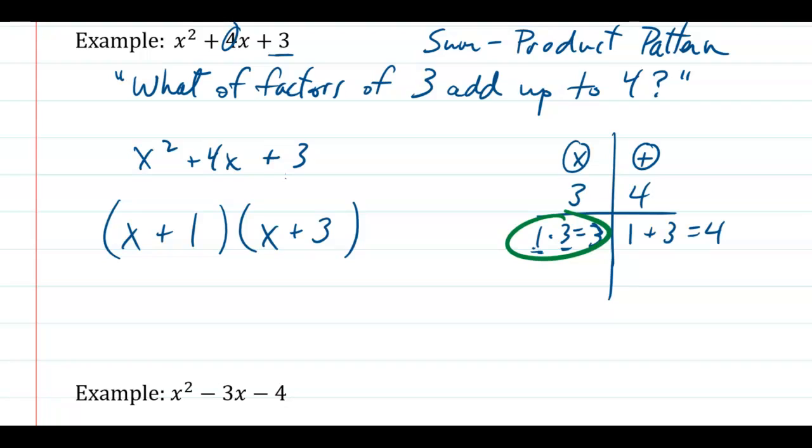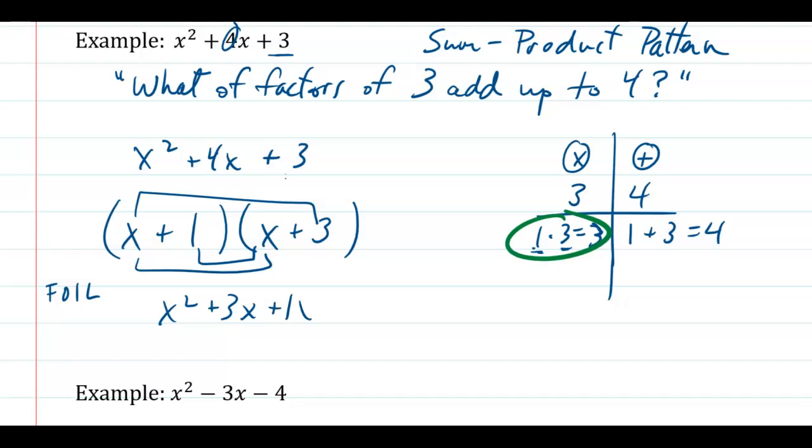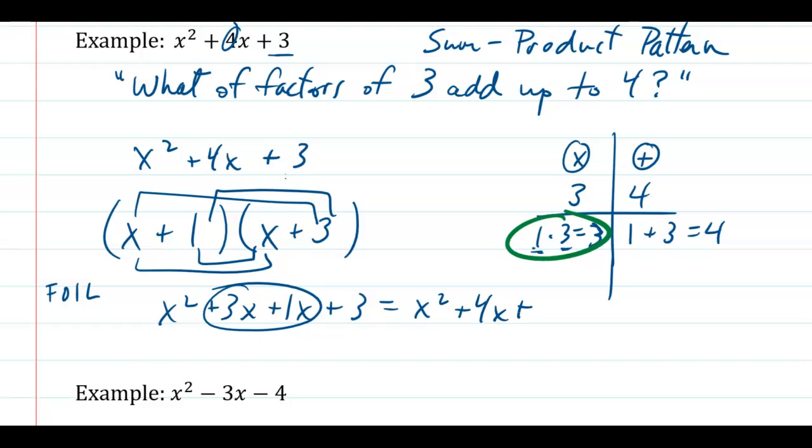Now if you want, we can check our answer by FOILing. Remember, FOIL is double distribution. And so the x's multiply to give us an x squared. And then the outer product is a 3x. The inner product is a 1x. And the last terms, 1 times 3 is 3. And this can be simplified because these are like terms. So we get x squared plus 4x plus 3. And we see that, in fact, it worked. So that was a check.